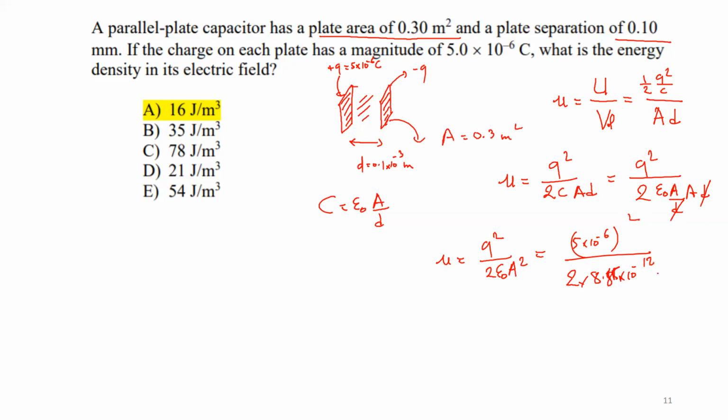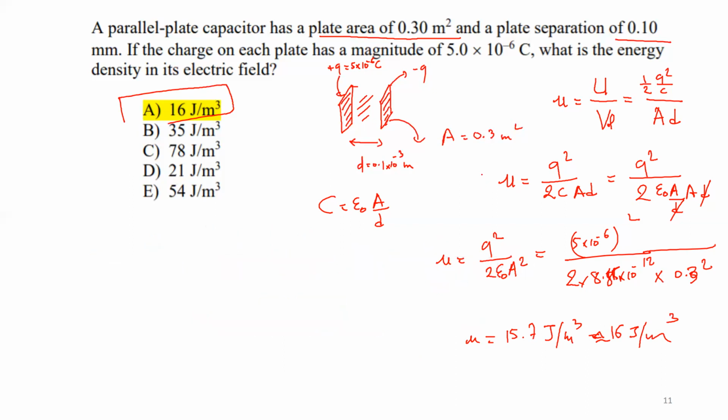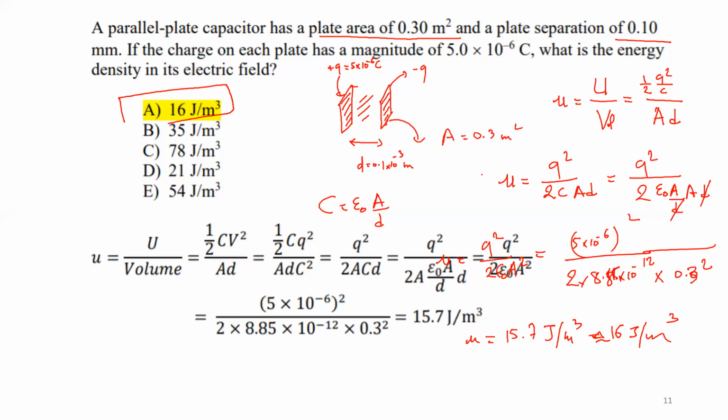Okay, this is in your formula sheet, multiplied by A squared, which is 0.3 squared. You do that, of course, you get 15.7 joule per meter cube, which is your energy density, small u, which is roughly 16 joule per meter cube. Okay, that's your solution. And that's what we get here, as you can see. When you solve it, this is what we get: Q squared divided by 2 epsilon naught, which is exactly what we have.